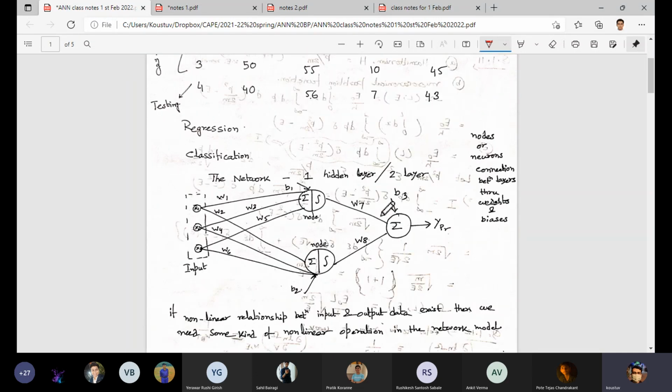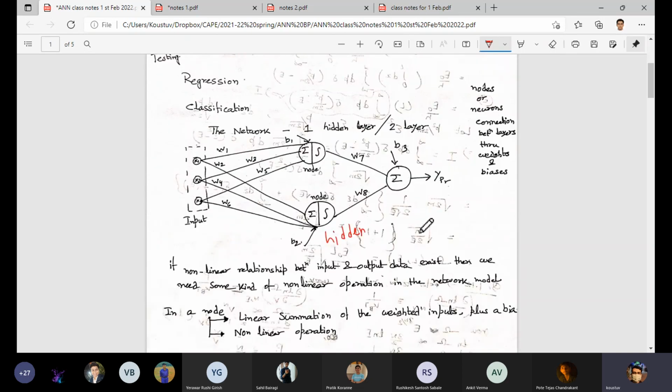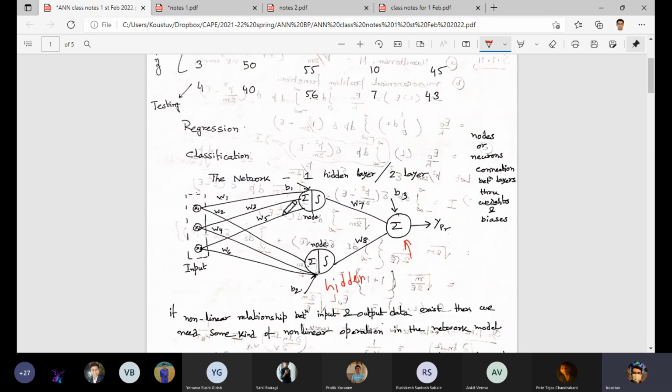So we can construct a simple network, which is called a one hidden layer or two-layer network. This is your input layer, this is your hidden layer, and this is the final output layer. There are as many outputs as we are trying to get. Since this was one output, there is one node or neuron in the output layer. Here there were 3 inputs, so there were 3 nodes in the input layer.